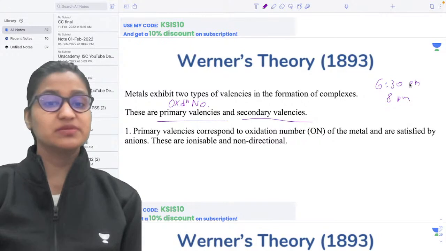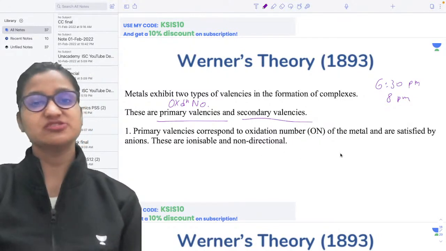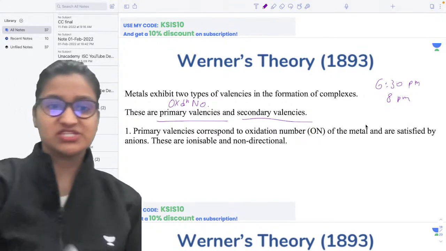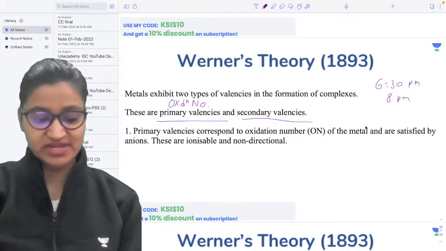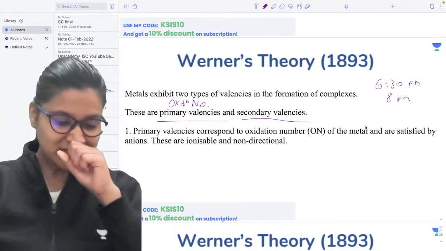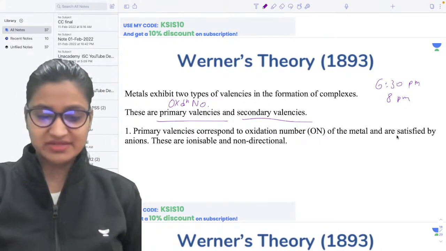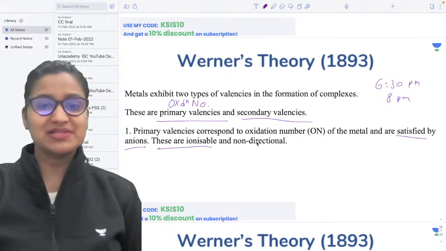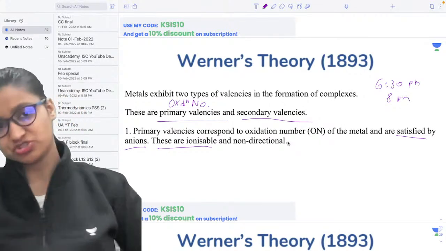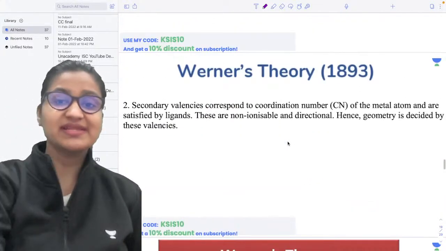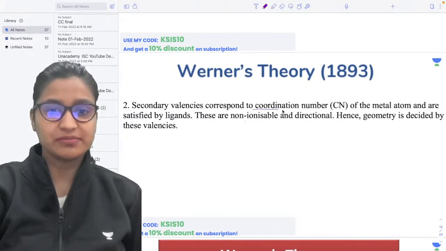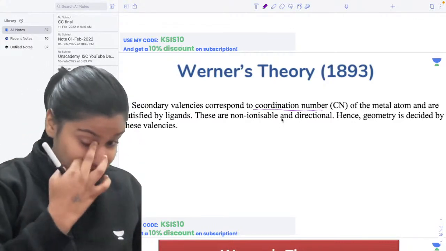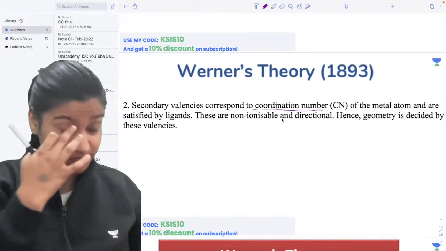Alright? So the primary valencies correspond to the oxidation number, you can see. And the primary valency is oxidation number, right? And it is only satisfied by anions. These are ionizable and these are non-directional in nature. Whereas your secondary valency is simply coordination number. Now coordination number is how many ligands are basically attached.